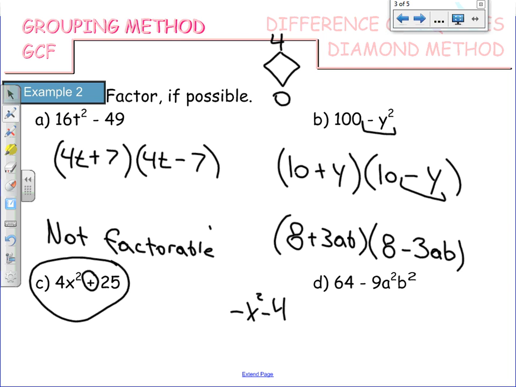Joe? Will the not factorable thing ever be on a test? Yes. And the trick is to be able to identify it quick enough that you don't waste the whole test doing it. Yeah, exactly. Any more questions?